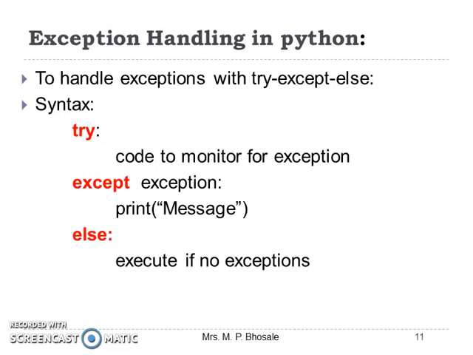Let us see the syntax of it. To handle the exception using try, except and else block, we write the code to monitor for exception in the try. Then in except, we write the exception name, which is optional, and the message to the user. And in the else block we write the code that will be executed if no exceptions occur. Let us see the example for it.